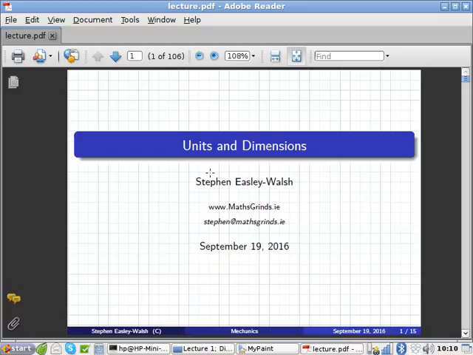Anyways, first thing to do, write down the title. So we're looking at units and dimensions.